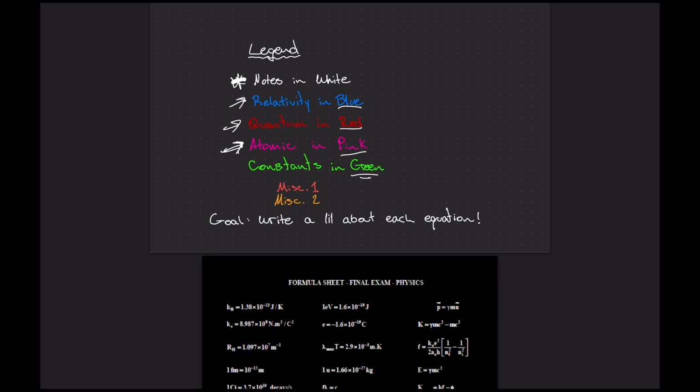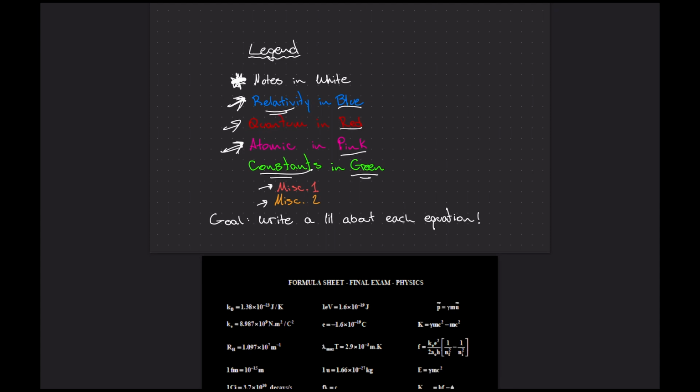Constants are in green. Green is good. Constants, normally we don't need to remember anything. It's just a constant. It's given to us. We might have to know the name, whatever. And then I have two more miscellaneous colors. Maybe I can take extra notes with this. But I'll reserve the notes for white. Or actually, if I have important notes, I might keep it in the same color as the subject.